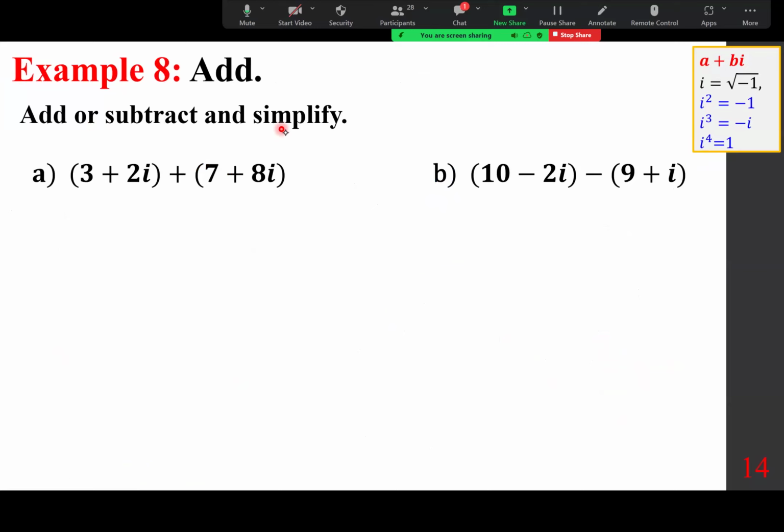Add or subtract and simplify. Because this has a plus sign, the sign doesn't change. You don't have to distribute. Just put 3 and 7 together, 2i and 8i together. Because you're adding like terms, you can do it in one or two shots. This is 10, this is 10i, and we are done. a plus bi. It's fairly simple.